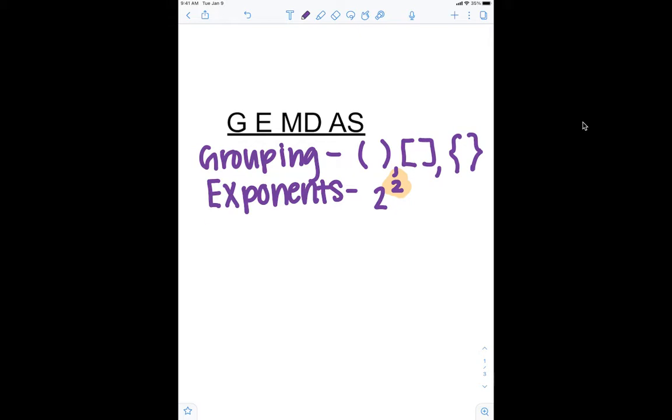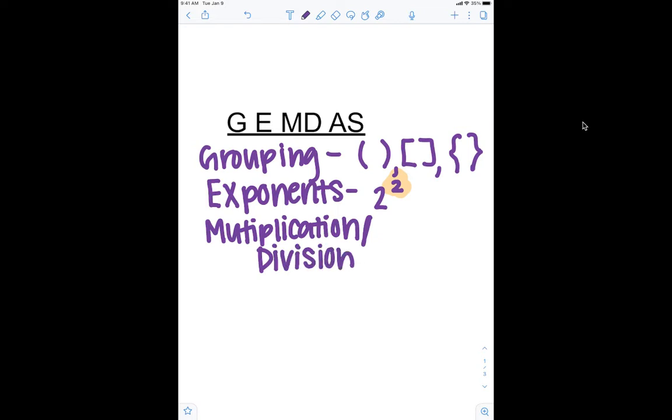We've got multiplication, and I'm going to put slash division. Those two go together. Remember we talked about that goes left to right. Whatever comes in your problem first goes first. So if you have multiplication and division, you don't put multiplication first because it comes first in GMDOS. You do whichever one comes first. Notice how I put these two together? They're a team. It goes left to right. Multiplication / division. And then it's the same thing with addition / subtraction. Those two go together.